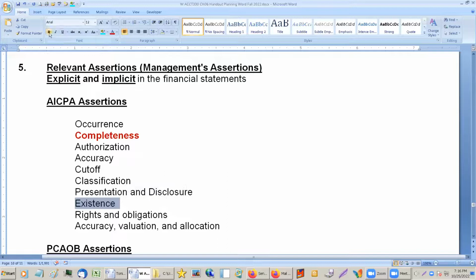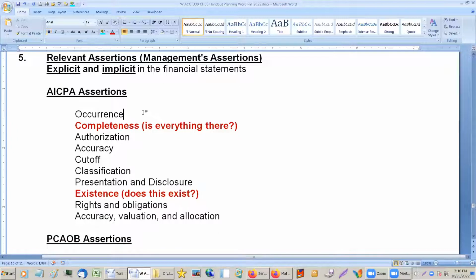Completeness and existence are two of the really big ones. So completeness and existence. Completeness means, is everything there? And existence is... occurrence can also be in there too.